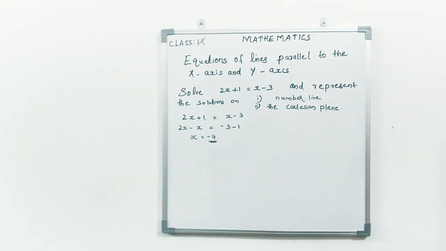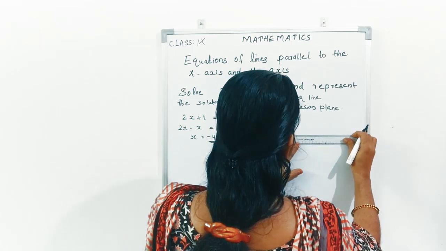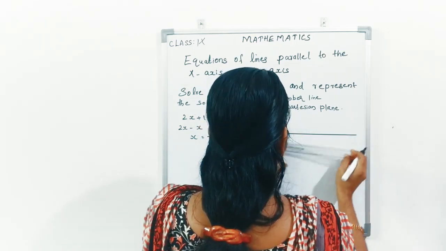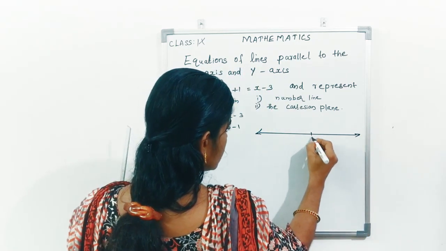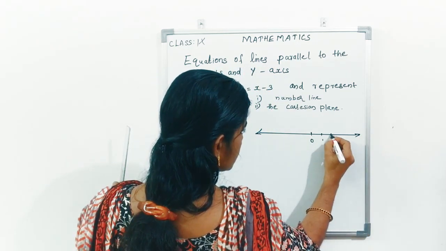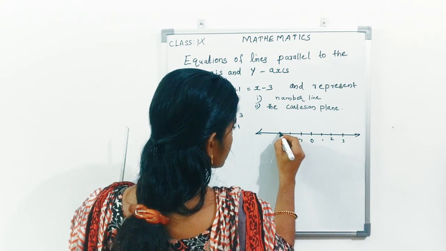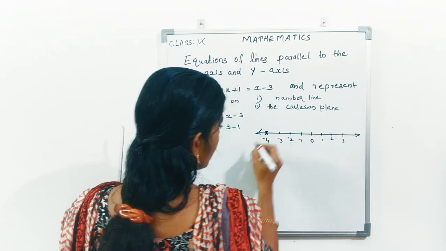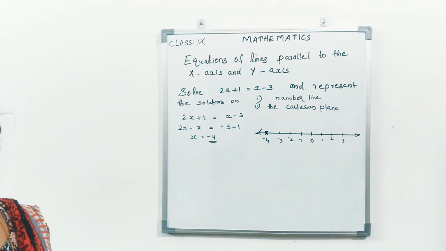The number line we already studied in the lower classes. The same way, x is given, therefore we will draw this x line. Then we will mark here 0, 1, 2, 3 like that. Here minus 1, minus 2, minus 3. This will be minus 4. This will be x is equal to minus 4. Therefore, the representation on the number line is over.